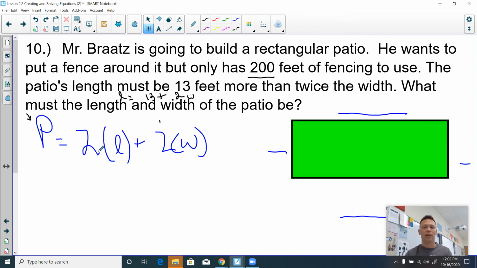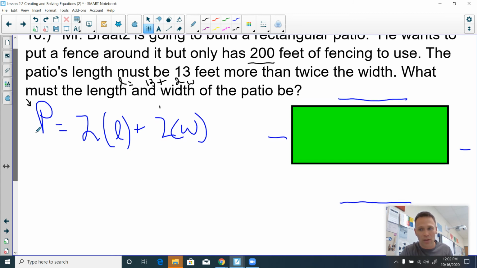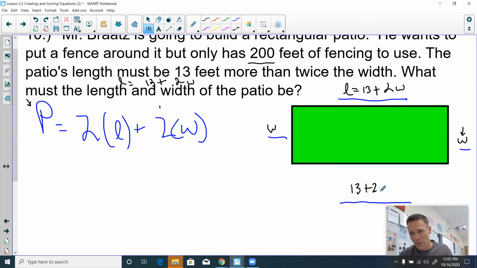Now I just kind of broke into that, but I think it felt natural, right? That's the equation for L. What must the length and width be? Now we don't know anything about the width. So in this patio, I'm just going to label these sides W because I don't know anything about them. But I know from that sentence before, the patio's length must be, so L equals 13 more than. That means I'm taking something and adding 13 to it. Because the order doesn't matter, I can do that in the beginning. 13 more than what? Twice the width. Well, what's the width? It's W. All right, so then 2W. And this side is the same, so this is also going to be 13 plus 2W.